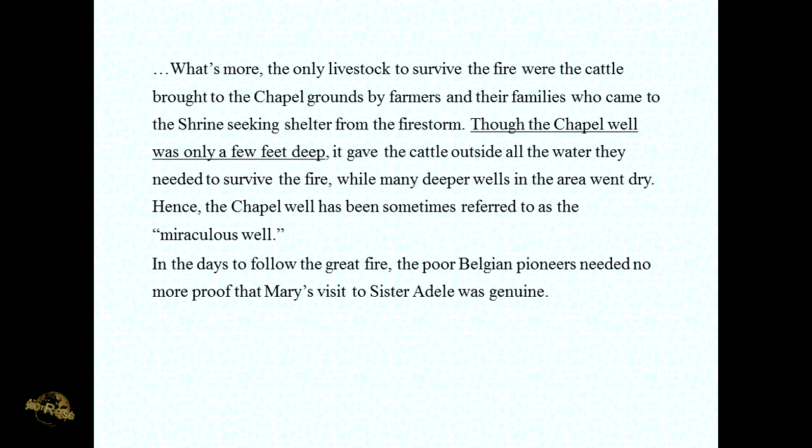And now we have another very important clue. Though the chapel well was only a few feet deep, it gave the cattle outside all the water they needed to survive the fire, while many deeper wells in the area went dry. Hence, the chapel has sometimes been referred to as the miraculous well. In the days to follow the great fire, the poor Belgian pioneers needed no more proof that Mary's visit to Sister Adele was genuine.